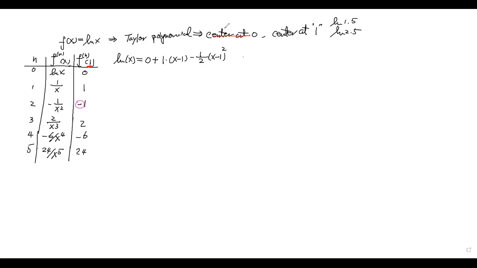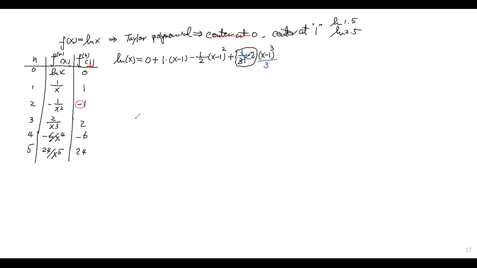Okay, now the third one. I'm going to have plus 1 over 3 factorial. And then here I have a 2, right? So times 2, then times x minus 1 to the third. And these two I can simplify to 1 over 3, right? So here I can put this 3 here.